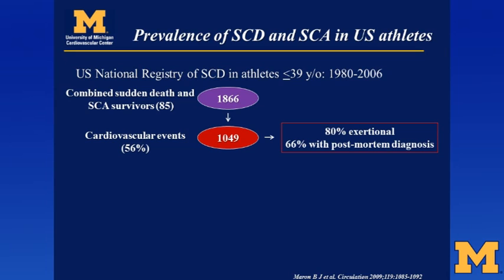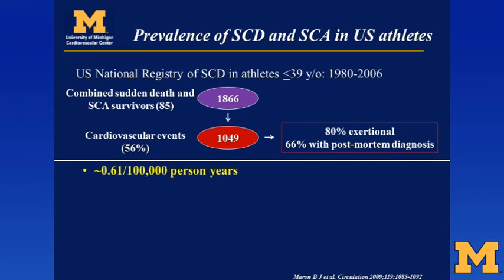So they had 1,866 total events, and of those 85 were sudden cardiac arrest survivors. About 50% of them were cardiovascular events. 80% of them occurred during exertion, and in 66% of them, they were able to establish a postmortem diagnosis. So the incidence of sudden cardiac death that they estimated was 0.61 per 100,000 person years.